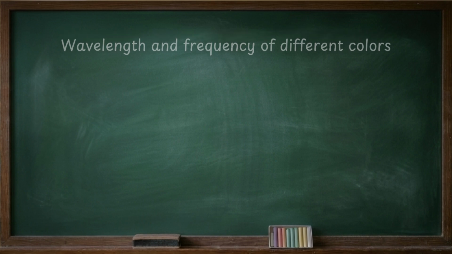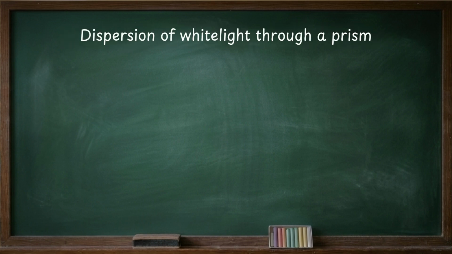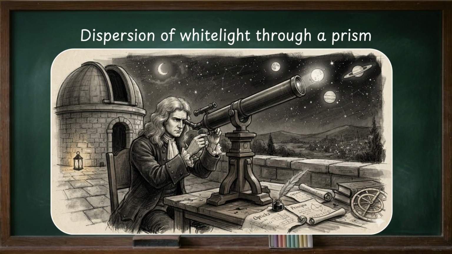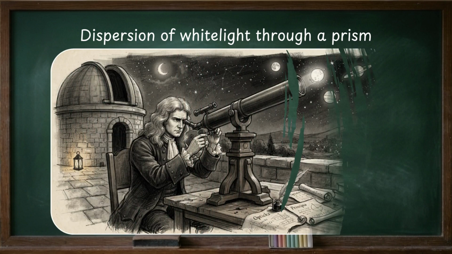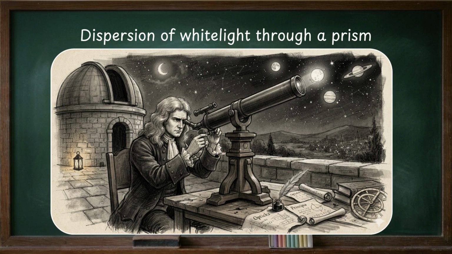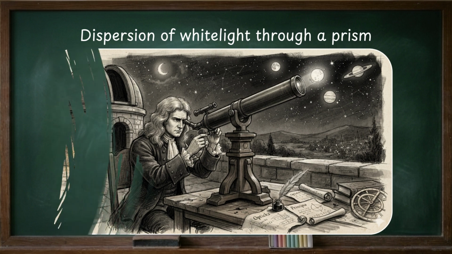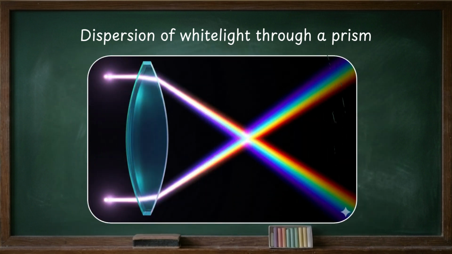Now let's look closely at dispersion of white light through a prism and how it forms a spectrum. Back in the 1600s, Sir Isaac Newton was staring at planets through a lens telescope and noticed something highly annoying. The images had weird, colorful borders around the edges. At first, he thought it was just a cheap defect in his lens, so he made a perfectly polished, expensive new one. But the weird colors didn't go away. That's when Newton realized the problem wasn't the glass. It was the light itself.